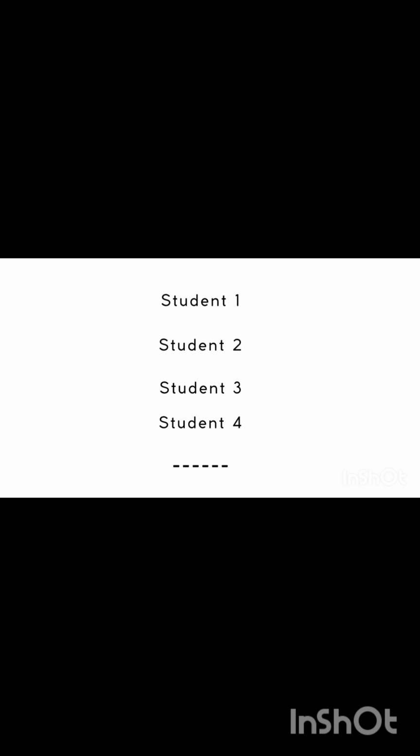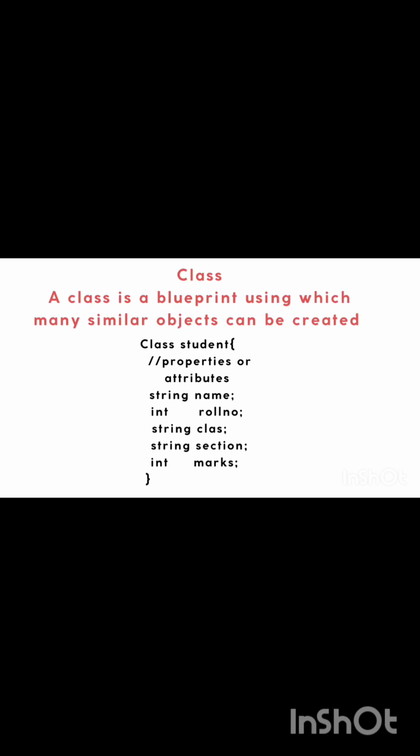Now, if we want to store the properties of many students, we will have to write separate code for each student. This will make our code unnecessarily long and tedious. Like supposing we want to store the properties of student 1, so we have to write a code for that, and then properties of student 2, another code for that. So we have to write number of codes, a code for each student, which makes our program too long and complicated. So the oops concept comes in here.